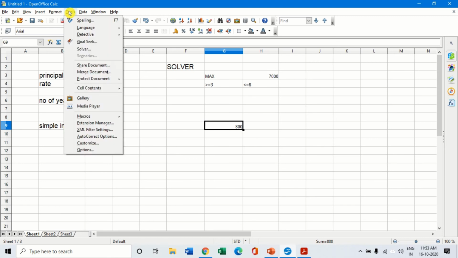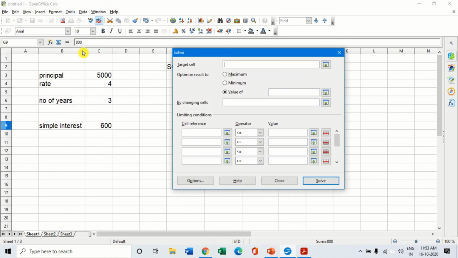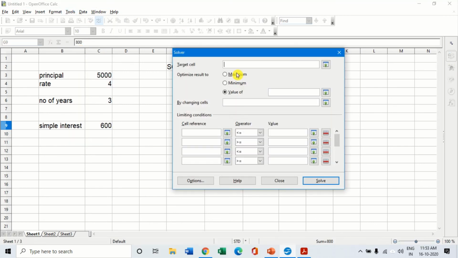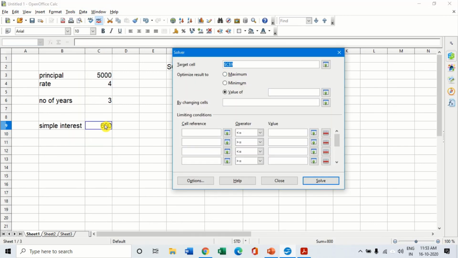So I click on Tools and Solver. Now here, what is the target cell? My target cell is my simple interest. What is the value of the simple interest which I want? I want my value to be 800, right? So my simple interest target cell is this particular cell. Now, optimize results to maximum, minimum or value, but I have set a value that I want 800 rupees as my simple interest. By changing which cell? I want to change the principal. So this is the principal.